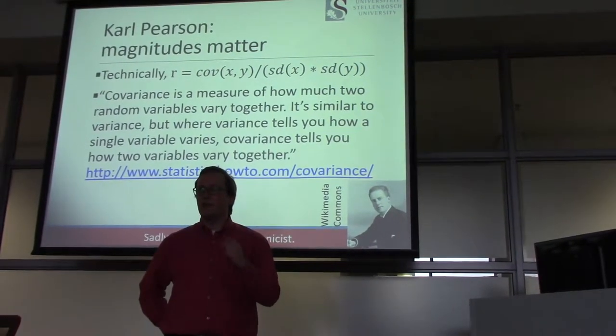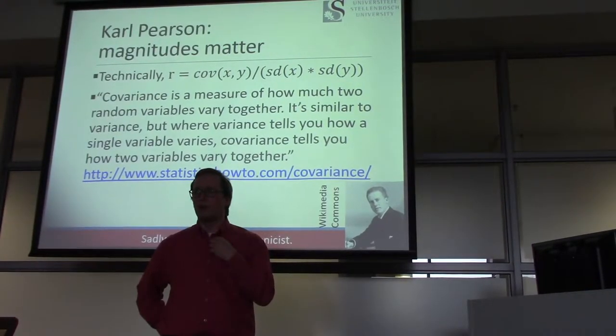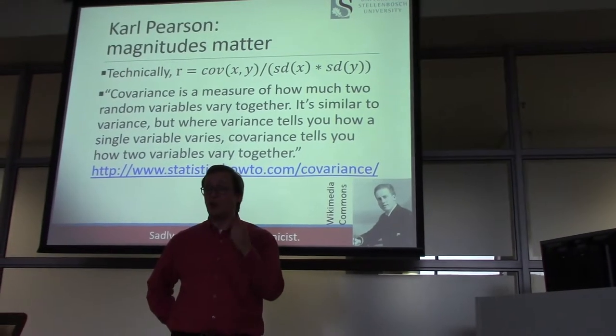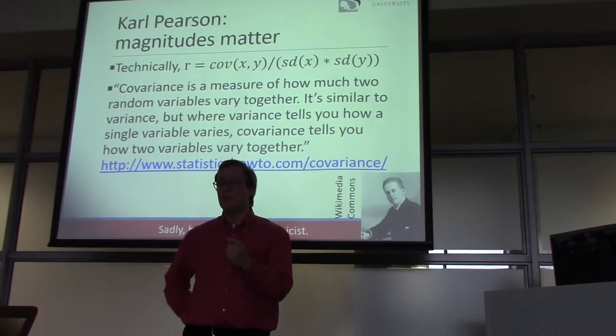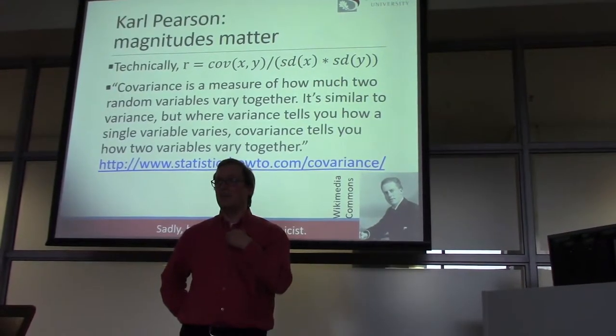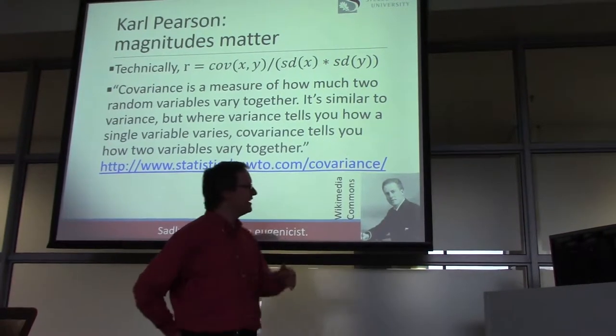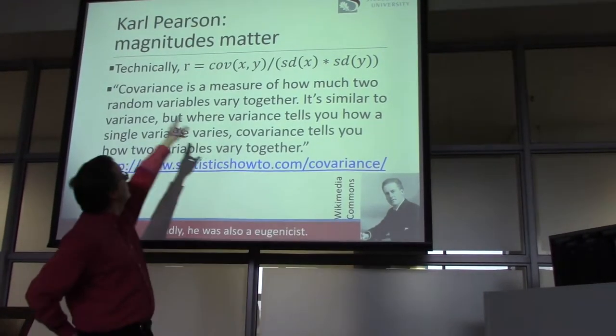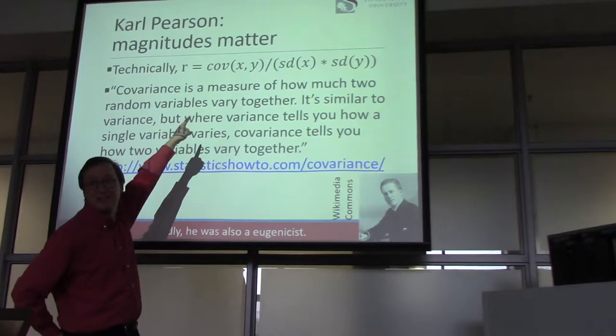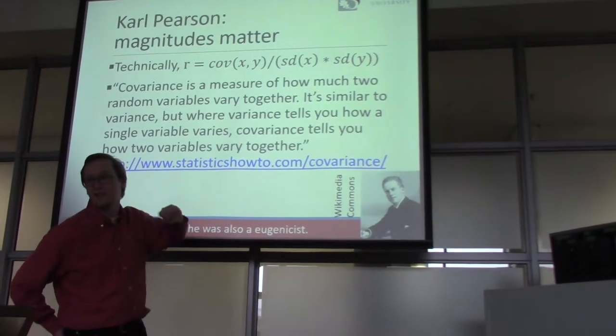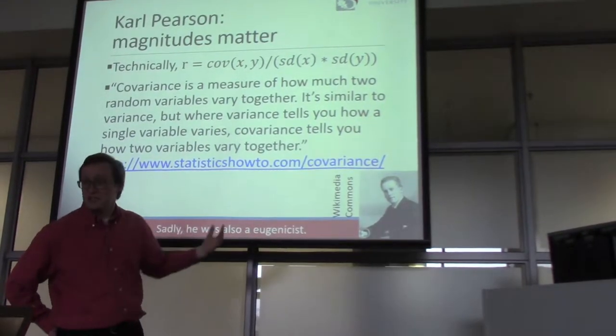Pearson created a version of correlation that depends on magnitude, okay? So it is a parametric assessment. It sort of assumes something like normality of the data, et cetera. It represents the covariance divided by the product of the standard deviations.